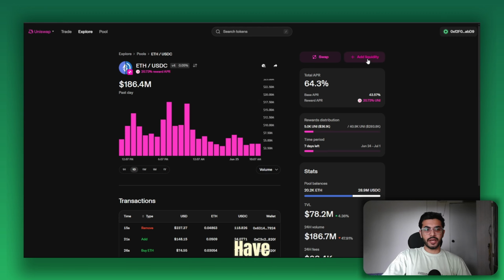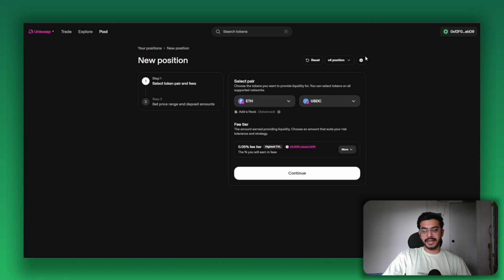First up, you need to have both of these tokens in your wallet. Then you need to head over to this add liquidity option, after which, selecting both of these assets, Uniswap will pair both of them and deposit into the liquidity pool, after which you will start earning your returns.